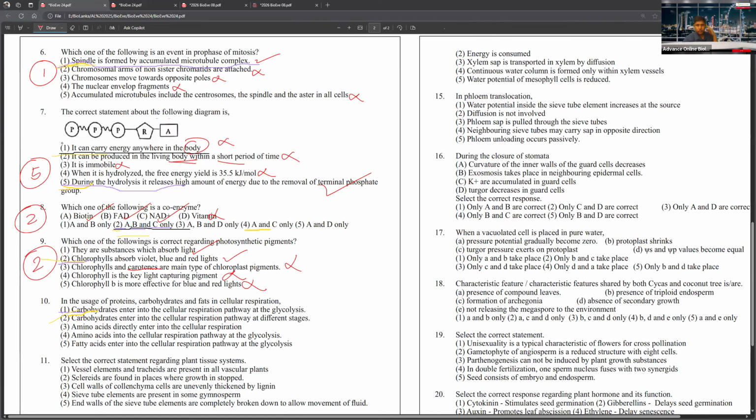Right. So you can take ultraviolet. So why is the fifth answer wrong? Chlorophyll B is most effective for blue and red light, not chlorophyll A.